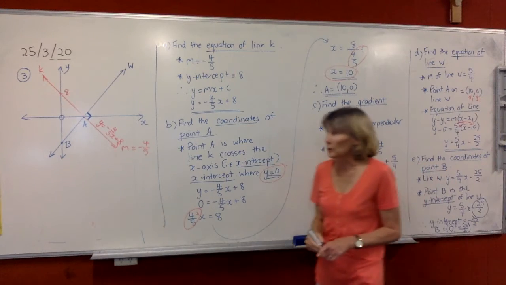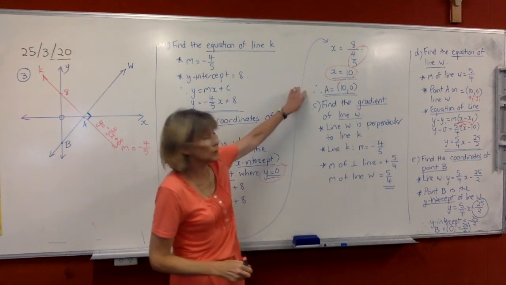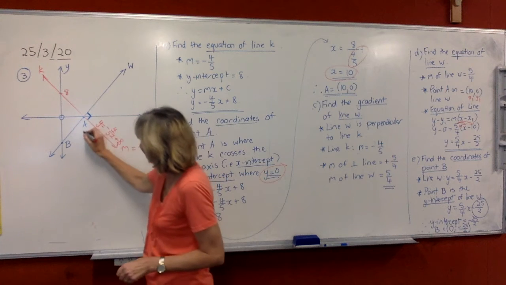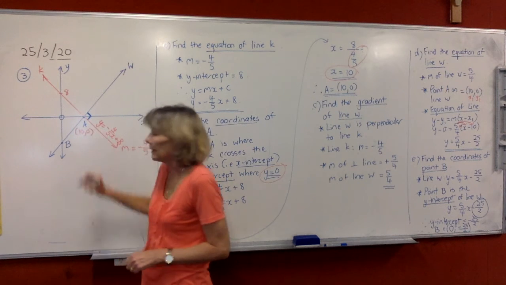Okay, the next part of the question. We'll mark that on actually. So we've got point A. So we'll come over here and write 10, 0 for point A.